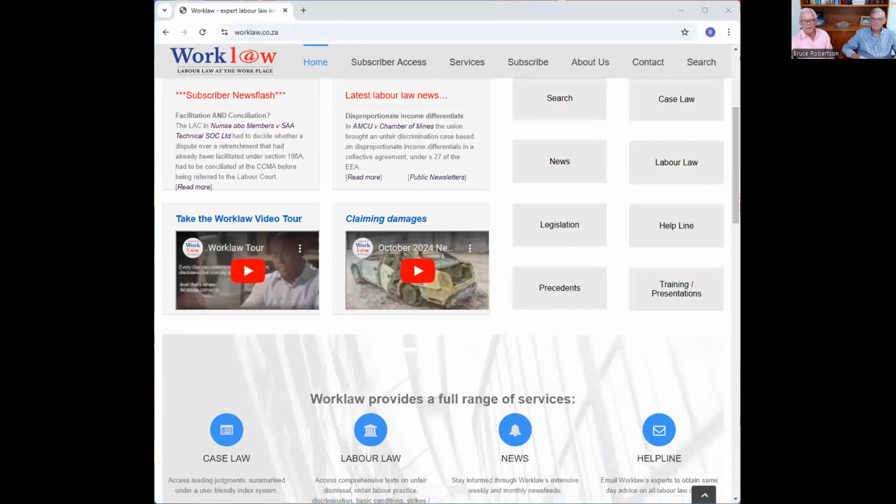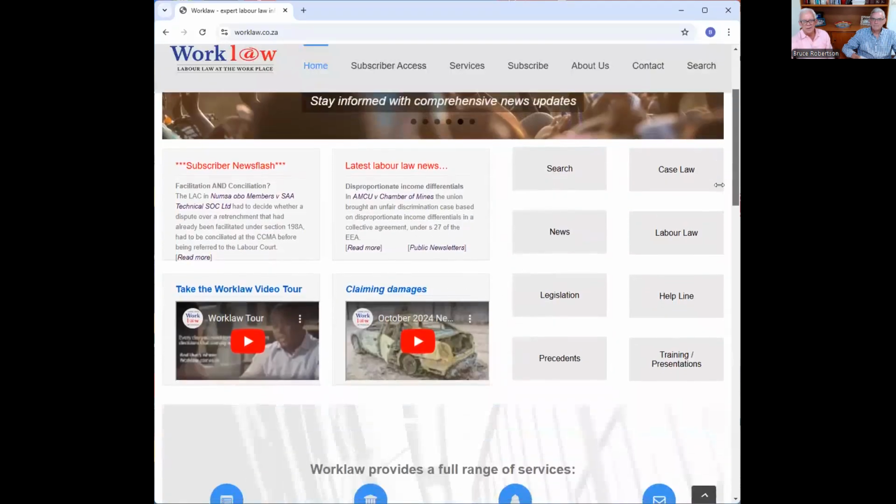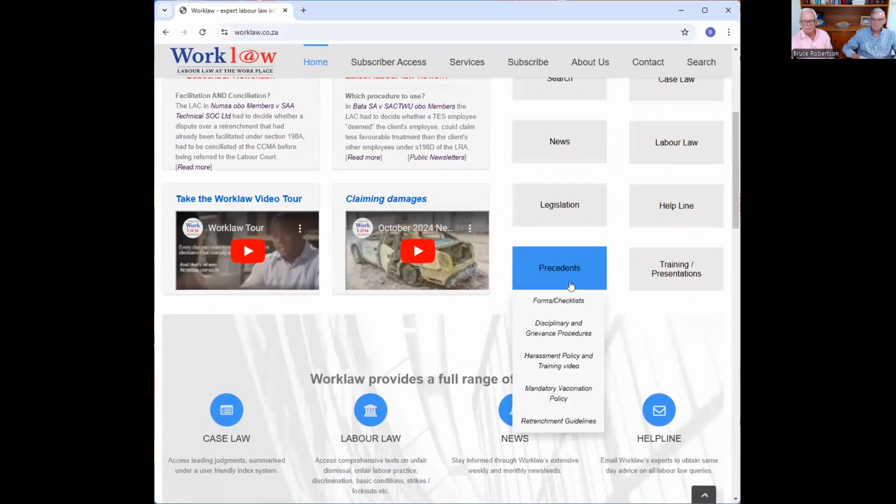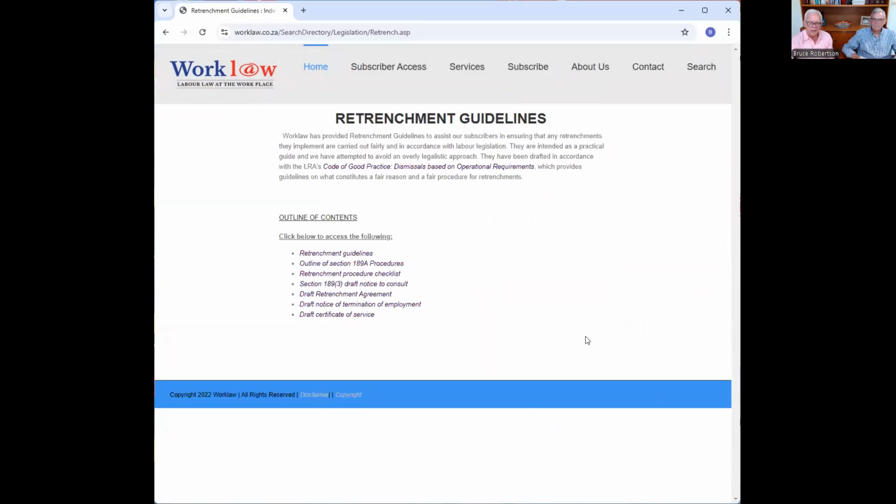Just before we get into it, I want to share screen with you and go into work law. You should be seeing the work law homepage on your screens. If you scroll down to precedents and the drop-down menu, in the last year, this is quite new on work law, we've introduced these retrenchment guidelines. Quite a lot of what we're going to cover in this webinar is on work law, so this is available to you as subscribers.